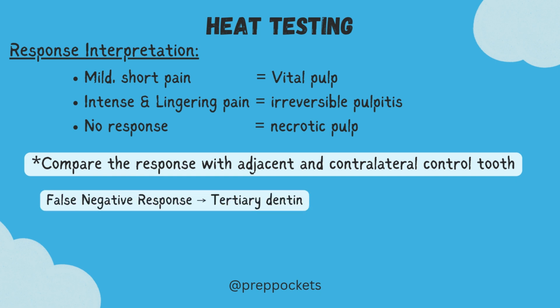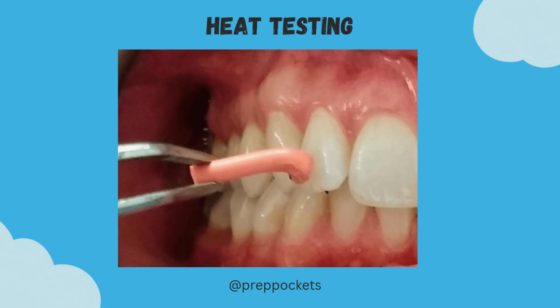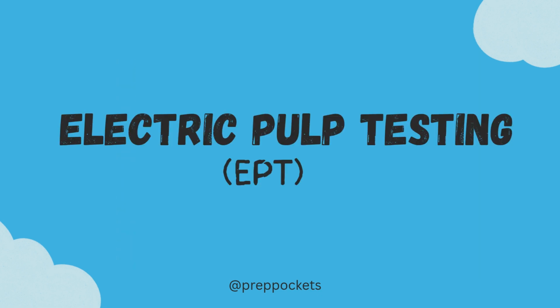A false negative response is often obtained in a tooth with tertiary dentin, that is formed in response to injury or trauma, whereas a false positive response may result in necrotic teeth with gases, or in previously treated teeth as a result of untreated anatomy. This is an example of how to do a heat test. Let's move to electric pulp testing.